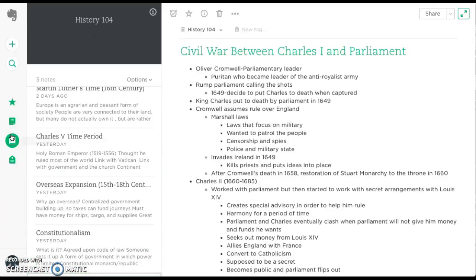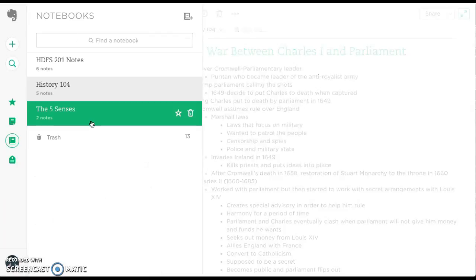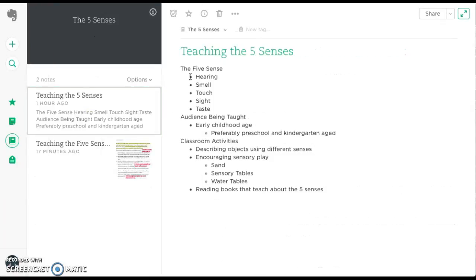And then the next notebook that I have relates more to 270. It's a little bit different. It's about the five senses, and my theme that I picked is teaching the five senses in the classroom to early childhood kids, preferably kindergarten and preschool age. So on this first page, I just have brainstorming ideas such as what the five senses are, who I would be teaching, and some classroom activities I could think of.